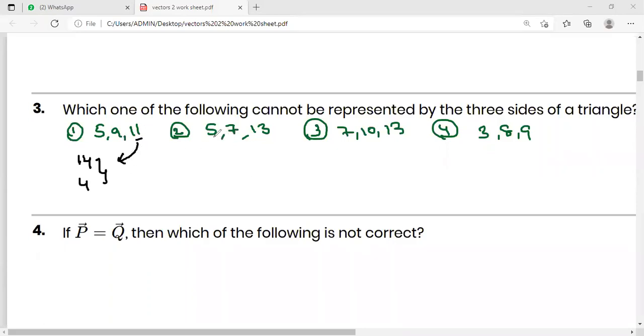See here. What is the maximum of these two? 5 plus 7, 12. Minimum will be 2. So answer always should be there in between 2 and 12 for the triangle, to form a triangle here. So is 13 in between 2 and 12? No. So that it does not form a triangle.